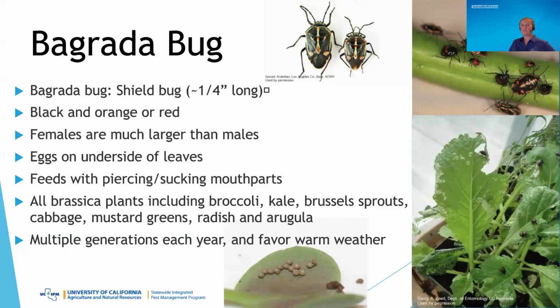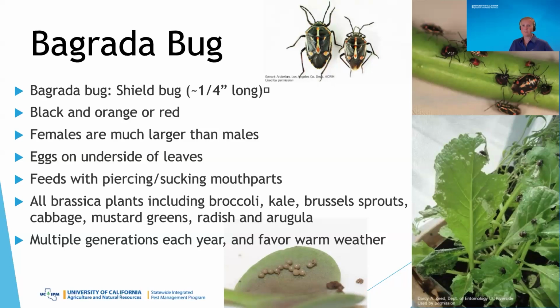And like other true bugs, they feed with piercing and sucking mouth parts, which allows them to drain the plant's juices. And these bugs love all the brassica plants, including broccoli, kale, cabbage, Brussels sprouts, mustard greens, radishes, and arugula. When they feed, they cause yellow or white spots, stunting and leaf wilting, and the young seedlings are especially vulnerable.